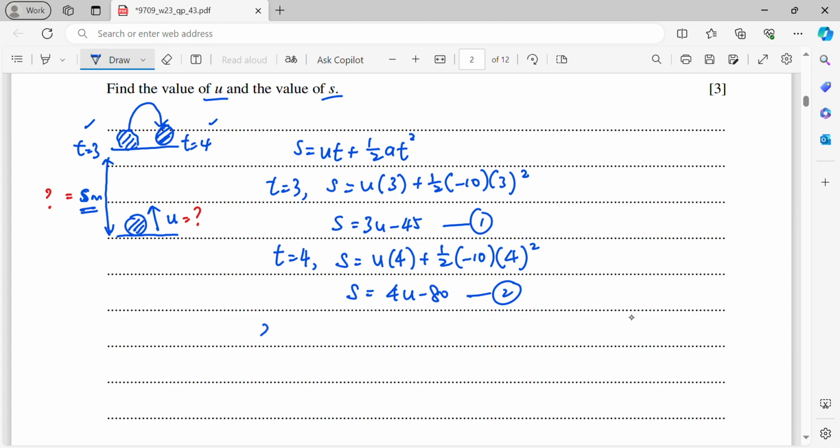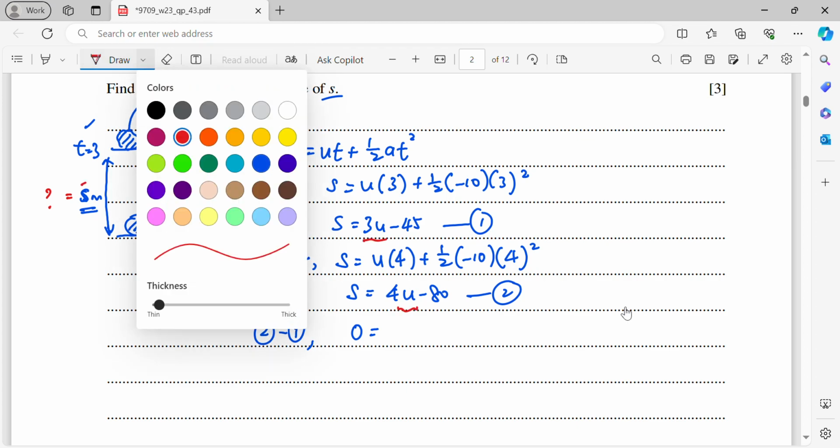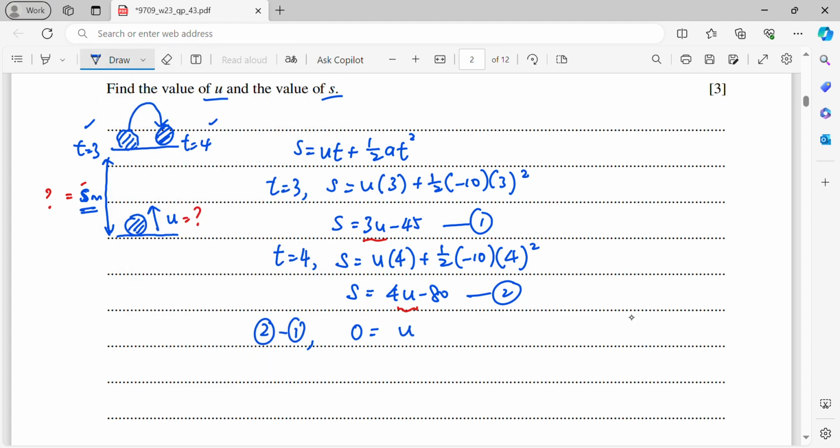I will let second equation minus first equation. For the left hand side, s minus s will be 0. Then here, 4u minus 3u, you will be getting u. Then the next term is minus 80 minus 45, which gives minus 35. From here, we can easily get u equals 35 meters per second. This is your u.